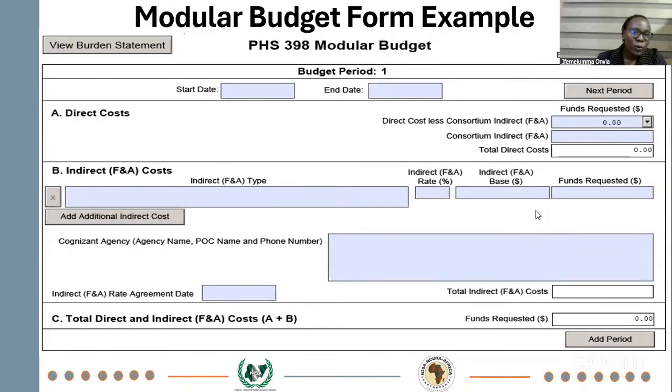This is an example of what a modular budget form looks like. If you look at this form, we have just A and B. This is a modular budget. So under A, we have our direct costs, less consortium indirect costs. I cannot explain this direct consortium indirect cost, F&A here, under the direct cost. We are seeing indirect consortium cost.